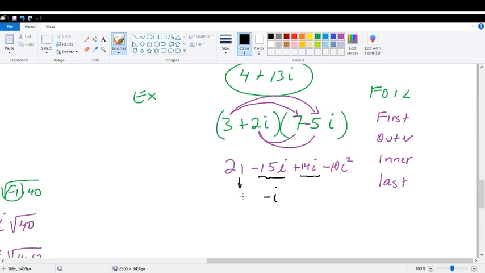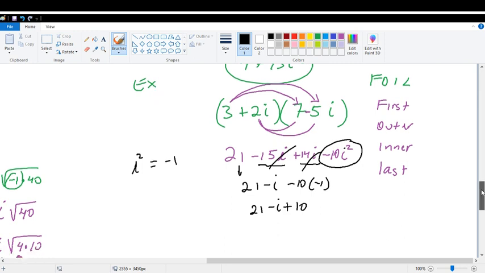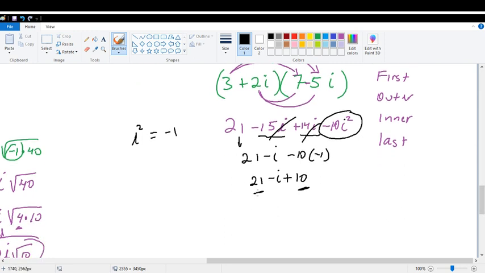Don't forget there's a 21 right here. And on this side, we have negative 10i squared. Now remember what i squared is. i squared is equal to negative 1. Okay? So what we have here is negative 10 times negative 1. And I know that's equal to positive 10. Don't forget the negative i and the 21. You always have to simplify. These two are constants, so your answer is 31 minus i. And this is your final answer.